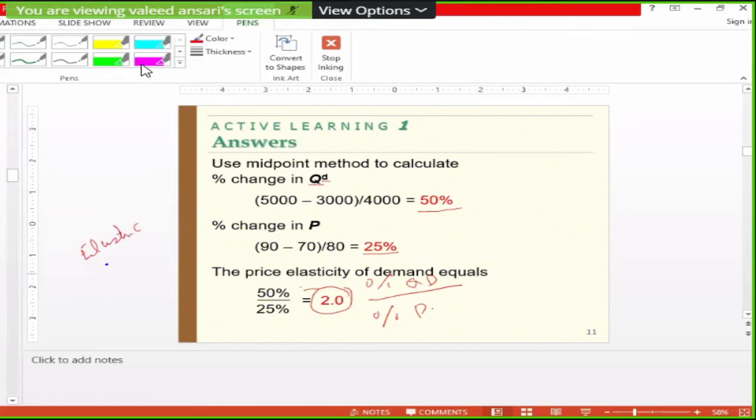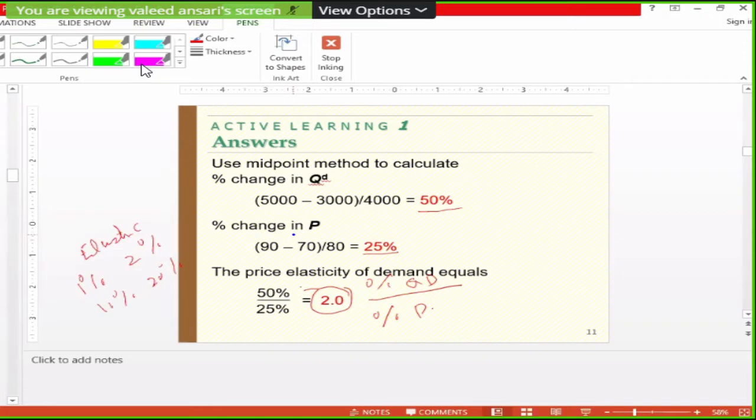In other words, if you change price by 1%, quantity demanded will fall by 2%. If you change price by 10%, quantity demanded will fall by 20%, just double of that. Okay. So it means that the demand is sensitive to that.